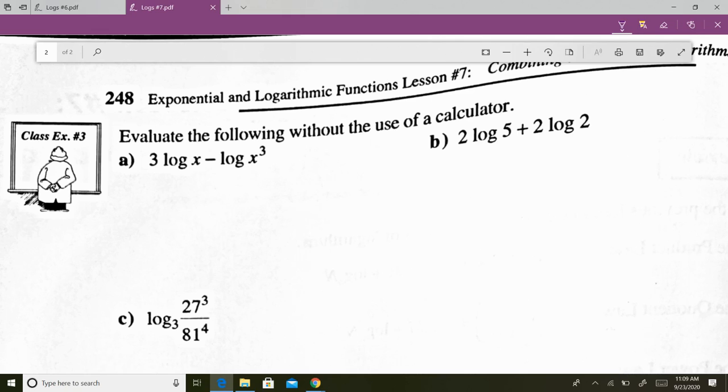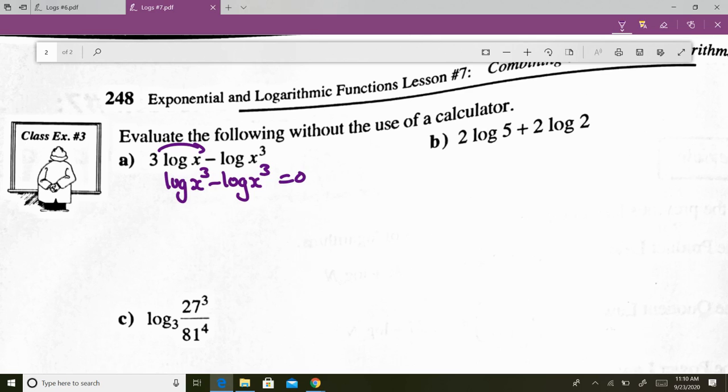Simplify. So now there's multiple ways to do these ones. So 3 log x minus log x cubed. You have a choice of moving the 3 up or moving this 3 down. It doesn't matter what you do. So if I move this 3 up, do it both ways, I get log x cubed minus log x cubed. Are those the same? What is anything minus itself? 0. So the answer is 0.